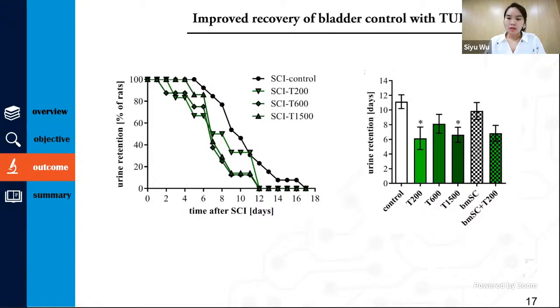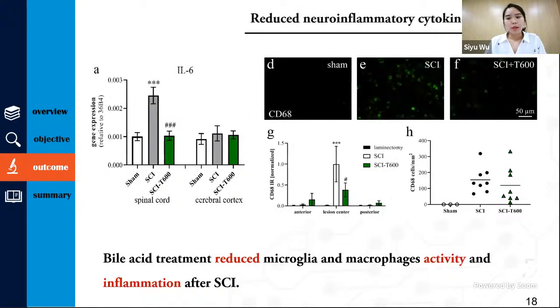But TUDCA combined with the bone marrow stem cells didn't get an additional benefit compared with TUDCA treatment alone. The inflammatory cytokine expression was also reduced in the TUDCA treated group, and we also found the macrophage activity was reduced after treatment with TUDCA.